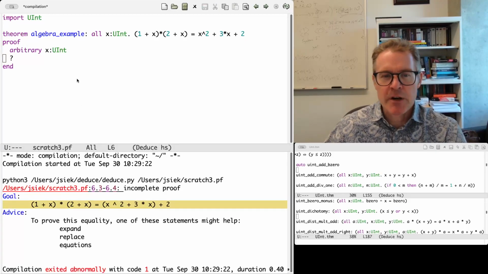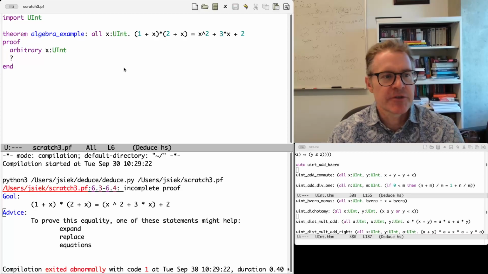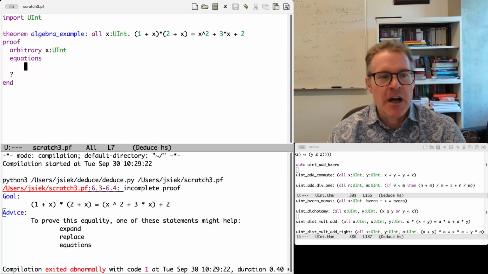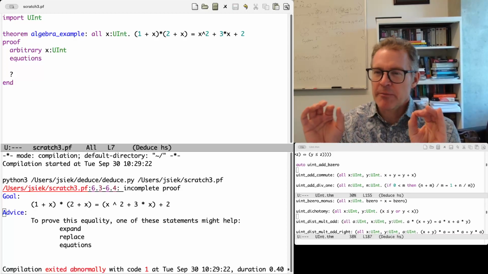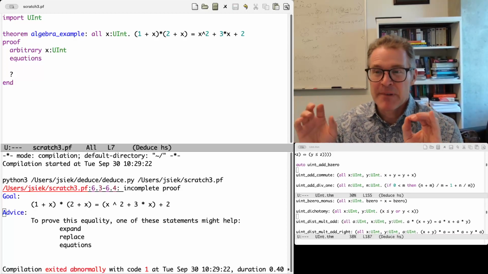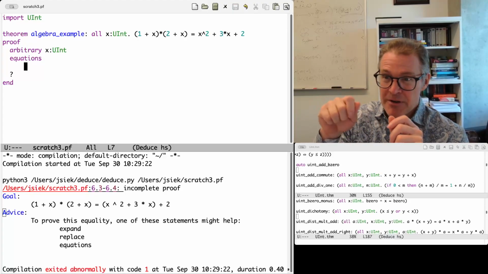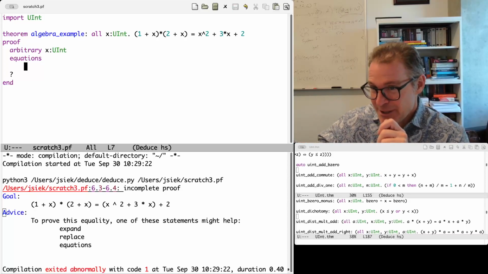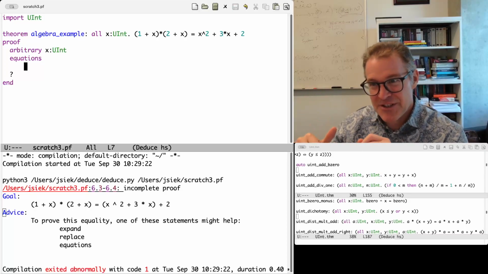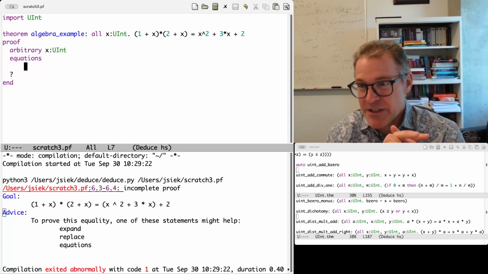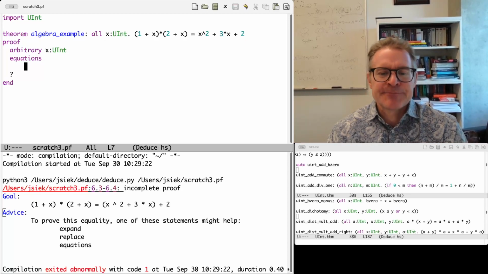And so here I want to introduce a new feature of Deduce. It's called equations. So this is a new keyword. And this feature is going to come in handy when you have an equation that you want to prove that's going to use lots of steps in the proof. Maybe you're used to writing on paper, something equals something equals something equals something, a whole bunch of steps of equations with the different reasons for them. This equations feature is going to let us do the same thing.